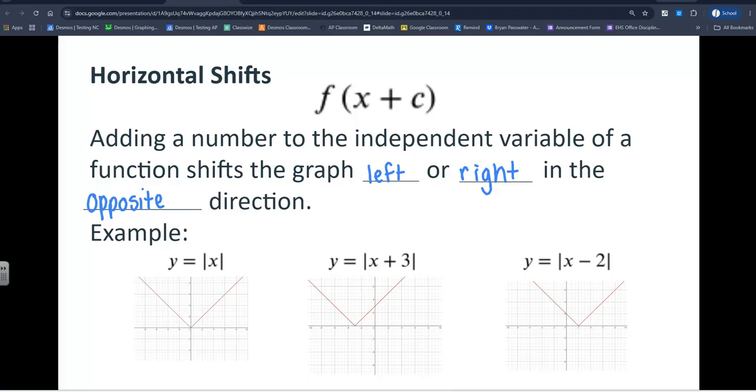So I see right here I've got a +3 on the inside of the bars. Now, +3 is on the right side of the graph, right? Positive numbers are on the right side. But which direction has that graph been shifted? Left. So you got to go opposite direction. This is going to go left 3. Okay, so knowing that, Austin, what do you think is going to happen over here when we do a -2 on the inside of the bar? It's going to go right 2.